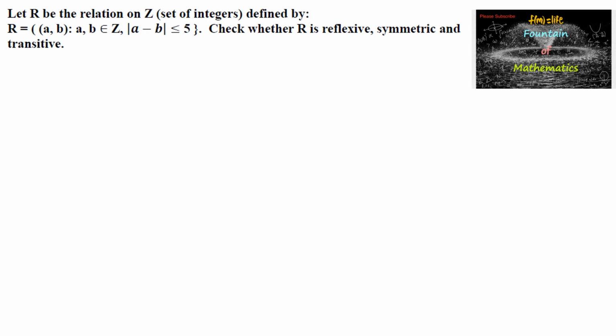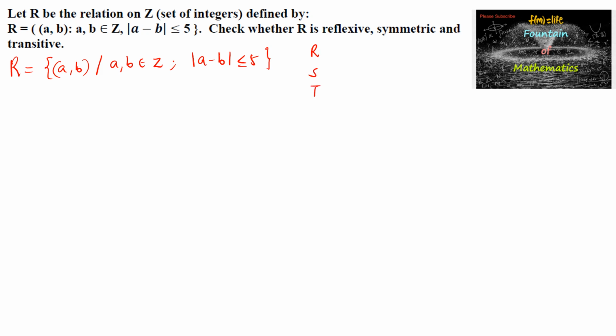Let R be the relation on the set of integers Z defined by R is equal to A comma B such that A and B belong to Z, integers, and mod of A minus B is less than or equal to 5. The difference between any two numbers is always less than or equal to 5. And we need to check whether this relation is reflexive, symmetric and transitive.